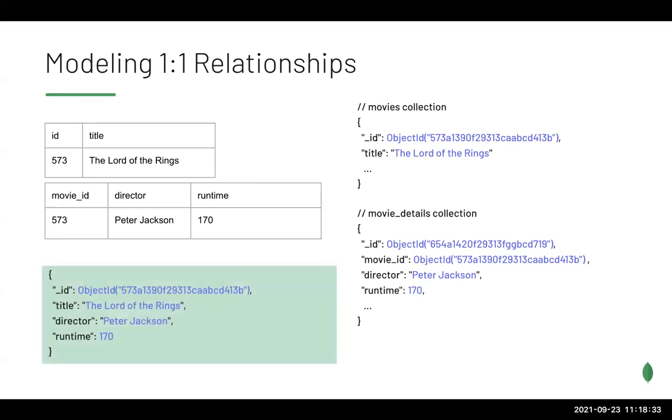What I would do is store all of the one-to-one relationships, every piece of information that is relevant to the movie, in that single collection. So rather than have a movies collection and a movie details collection, we would just store the one-to-one relationship, the key value pairs, within a single document. So we would have our title, our director, our runtime, and any additional information about the movie in that single document.